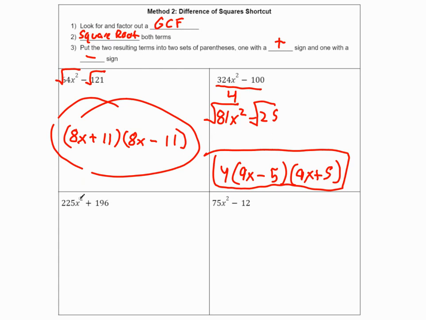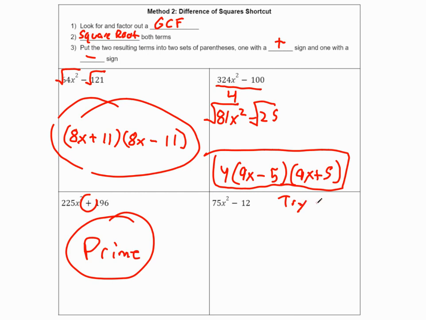Next one down here, 225x squared plus 196. No GCF. They are both perfect squares, but once again, that plus sign tells me that one is prime. So for a try it problem, I'm going to leave you with this last problem on the page here. 75x squared minus 12. You can use either method you want, whether it's difference of squares, the shortcut, or the long way. Try factoring this out and see what you get.